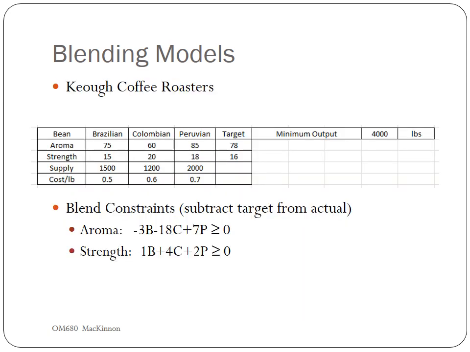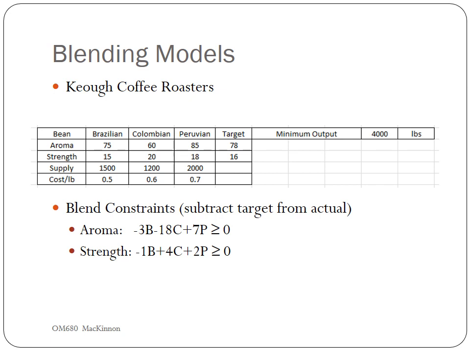Here's another blending model, Keo coffee roasters. All right. And so we have different kinds of beans, all right, and they have different characteristics for aroma, strength, and we have a supply and a cost per pound, all right. And our minimum output is 4,000 pounds, so we need to produce at least 4,000 pounds.